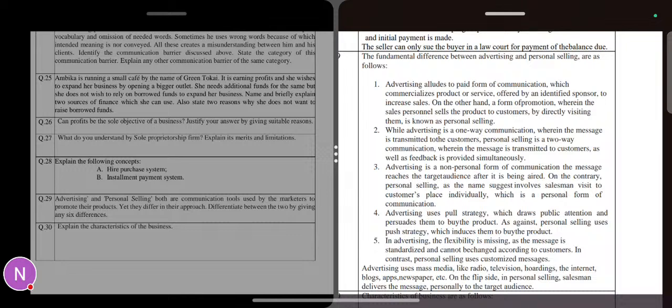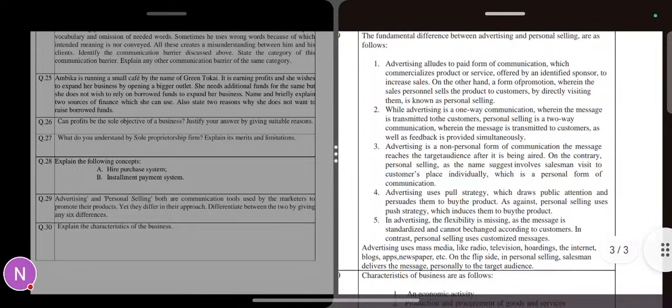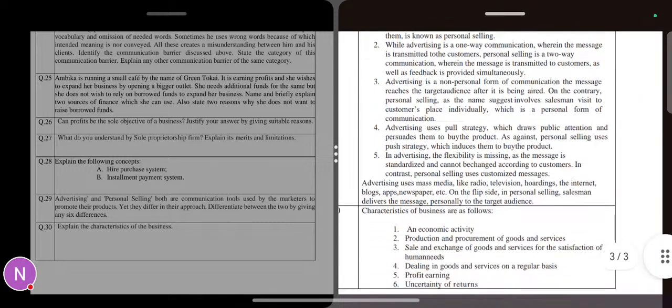While advertising is one-way communication wherein the message is transmitted to the customer, personal selling is two-way communication wherein the message is transmitted to the customer as well as feedback is provided simultaneously. Advertising uses a pull strategy, which draws attention and persuades them to buy the product. As against this, personal selling uses a push strategy, which induces them to buy the product.